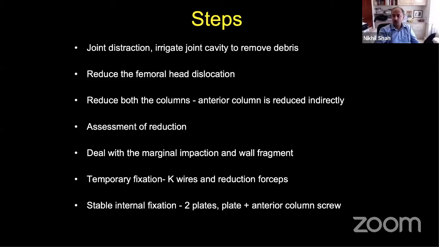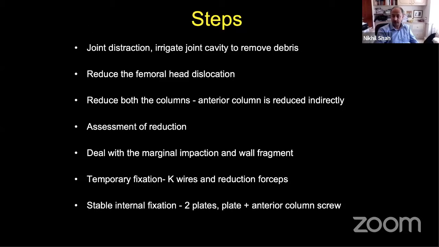So these are steps that we use if we are going to reduce a transverse with posterior wall fracture from a Kocher-Langenbeck approach. The principles are the same as you would do in a posterior wall, but there is the addition of the posterior column to reduce as well. So you would distract the joint to remove the debris and reduce the femoral head accurately. Then you would reduce the columns, particularly the anterior column, correctly. And for this, more often than not, it is the rotation that needs to be corrected.